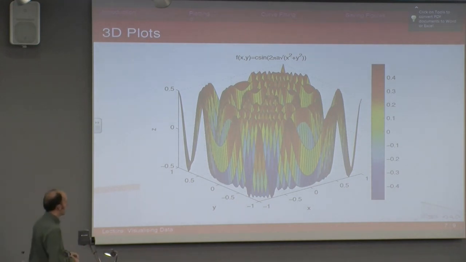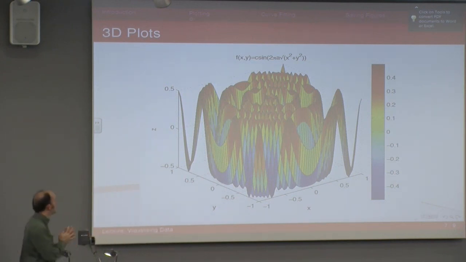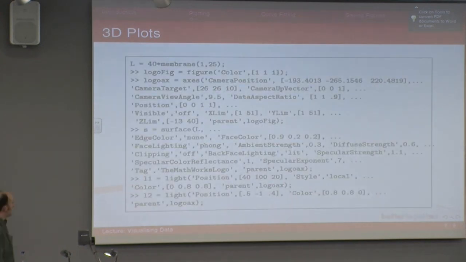There's quite a complicated one, again created with a surface. There's the equation for it up top, a function of both x and y. C is some constant, sine of 2 pi a, which is another constant, times the square. You get the idea. And like I said, MATLAB's quite powerful. You can do quite a lot of commands. This is going to create a figure, you'll see in a second.